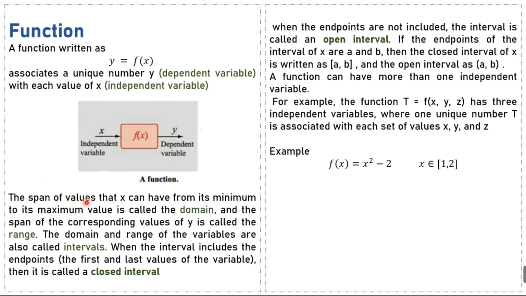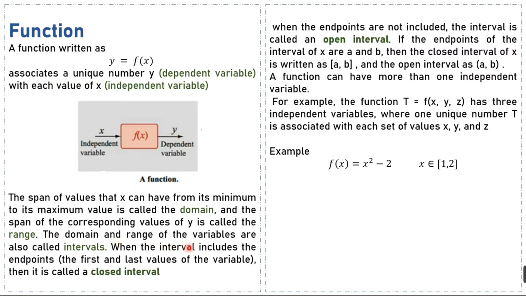The span of values that x can have, from its minimum to its maximum value, is called the domain, and the span of the corresponding values of y is called the range. When we substitute any value of x in the function, we get a value of y. The values of x are our domain, and the values we get after substituting in the function are the range of the function.